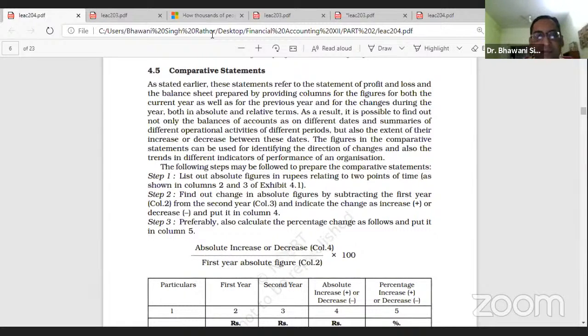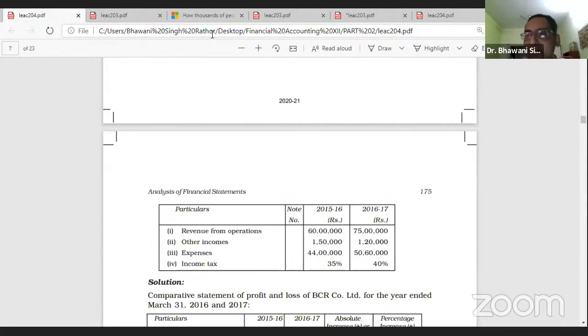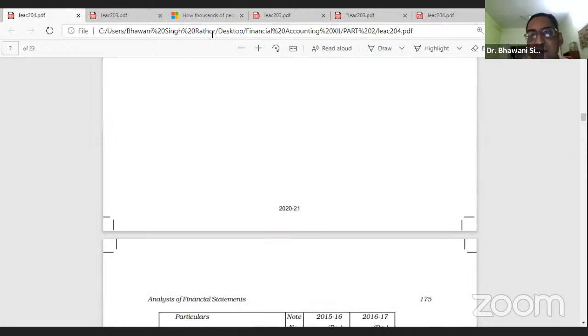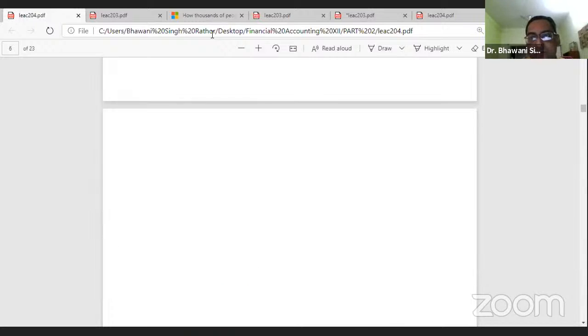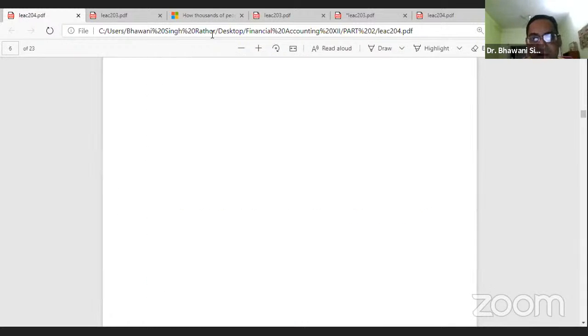In comparative statements, you have the comparative statement of balance sheet and the comparative statement of profit and loss, both. The weightage of the comparative statement of profit and loss is very high in our exams. There is around an 80% probability that the question comes from the comparative statement of profit and loss account. So that is a very important part. There will be one question on this. Let us see how, in the case of a balance sheet, the comparative analysis statements are done.